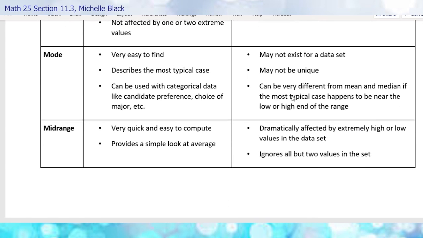And lastly, the mid-range. Strength of the mid-range is that it's very quick and easy to compute, and it provides a very simple look at the average. However, a weakness is that it's dramatically affected by extremely high or low values in the dataset, like we saw with the 21. And it ignores all but two data values. It only looks at the lowest and the highest.